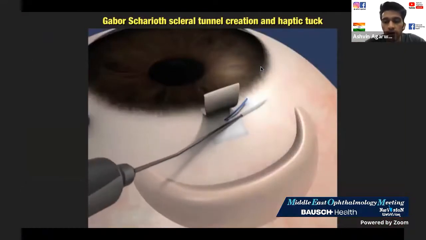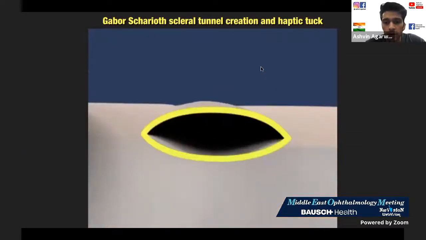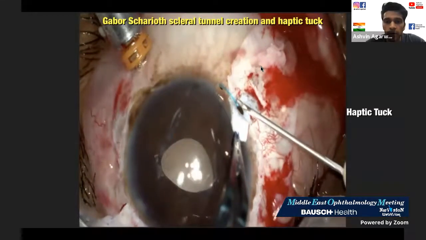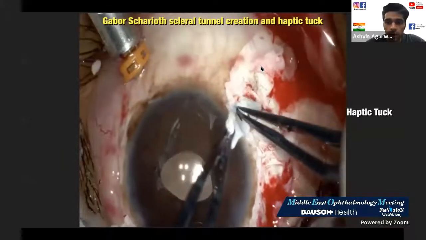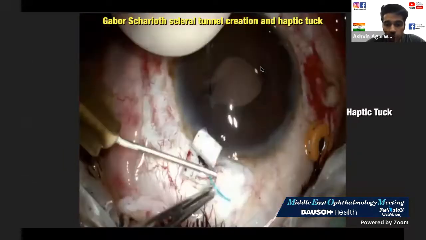Next up, once I have these haptics externalized, I make my Gabor-Chariot's tunnel, which is an intrascleral groove or a tunnel made at the base of the flap, parallel to the haptic. So as parallel as you can go to the haptic, you just have to take that and tuck it in. The next up, watch this.